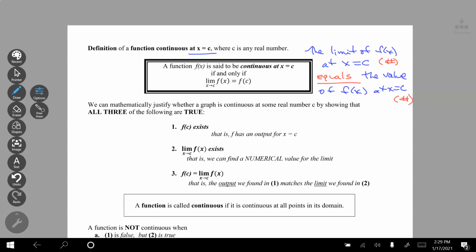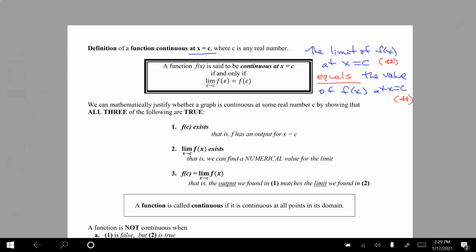Okay, we looked at these graphs already. We've talked about limits and values. A value is always looking for a solid dot, and a limit doesn't care. What we're saying now is that the limit at that value of x equals c is also equal to the value of f of c.